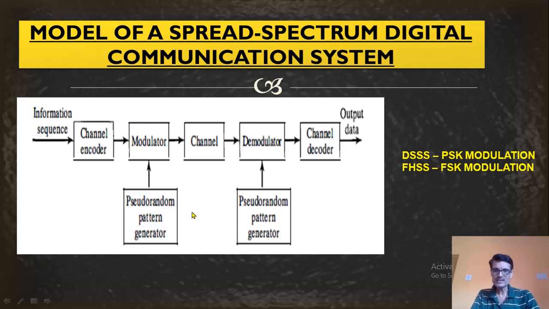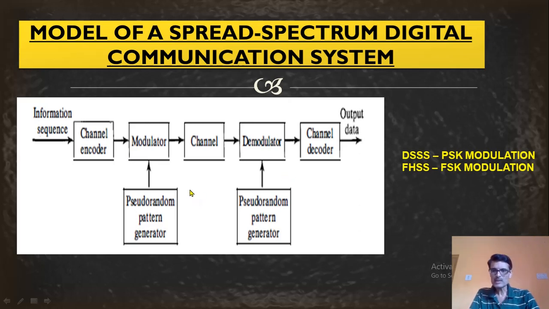So this PN pattern generator, or PN sequence generator, we have to use at both the transmitter side and the receiver side, and both should generate the same sequence to get back the original data in the receiver. If the PN pattern is different, then it is impossible to decode the data or get back the original data. That is the advantage of PN sequence pseudo-random generators and the spread spectrum technique in general.